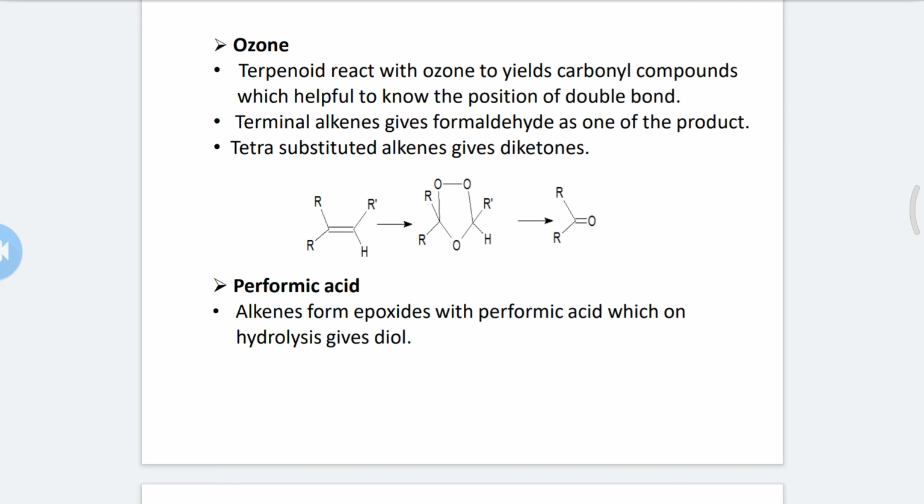So this ozonolysis confirms the position of the double bond, either terminal or substituted. If the double bond is terminal, it produces an aldehyde; if tetra-substituted, it produces a ketone. The second is performic acid. In this reaction, alkenes form an epoxide with performic acid, which on hydrolysis gives a diol.